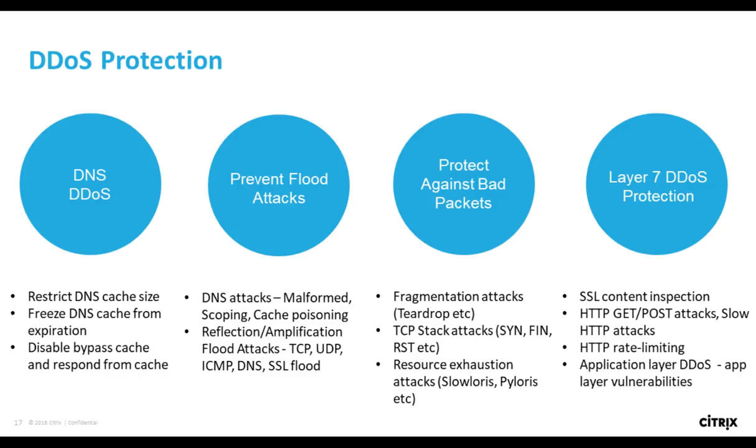But not only that, Citrix ADC can be used to protect against some of the most well-known DDoS attacks, things like flood attacks, like ICMP flood attacks, reflection and amplification attacks. It can also be used to protect against bad packets, like fragmentation attacks, and really all these are volumetric layer 3, layer 4 attacks. But not only that, Citrix ADC and corresponding security stack can also be used to protect against application layer DDoS attacks as well, things like slow HTTP attacks, SSL content inspection, different kinds of those things as well. So that forms the first layer of defense in terms of making sure that you have DDoS protection for your application workloads.